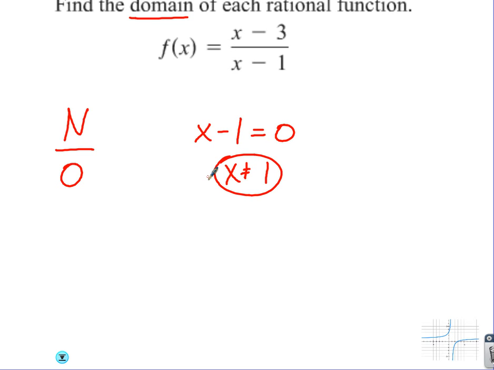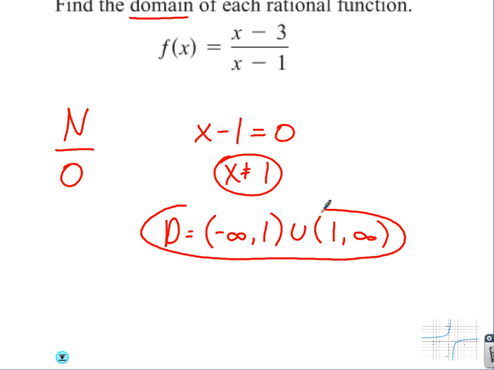The way that we had been writing the domain, it could be all values from negative infinity up to 1, but it cannot include 1. Or it could be all the values from 1 up to positive infinity, but again, it cannot include 1. So there's your domain. Either one of those would be fine for me. You can either tell me what x can be or what x can't be. X can't be 1, so therefore it can be this stuff.